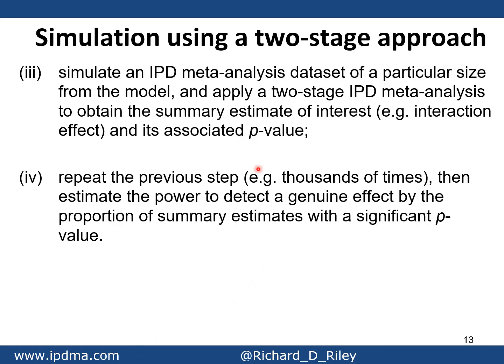Like I say, then simulate that massive IPD meta-analysis dataset. You apply your IPD meta-analysis model to obtain your summary interaction estimate and its p-value, confidence intervals. And then you repeat these previous steps, maybe say 1,000 or 10,000 times. And then the power is simply the proportion of the summary estimates from all those 1,000 or 10,000 meta-analyses which gave you a significant p-value. So that's a general approach.